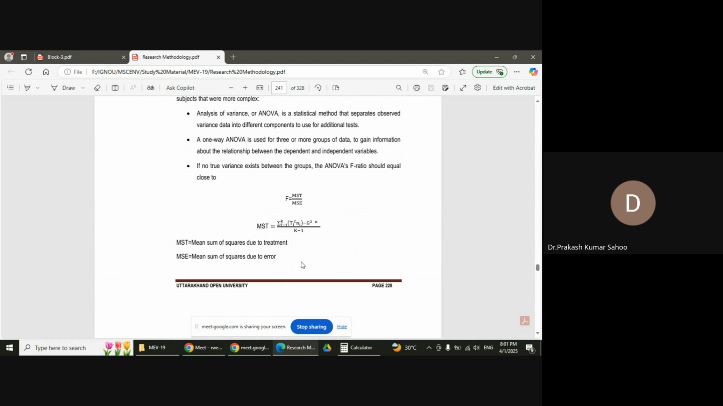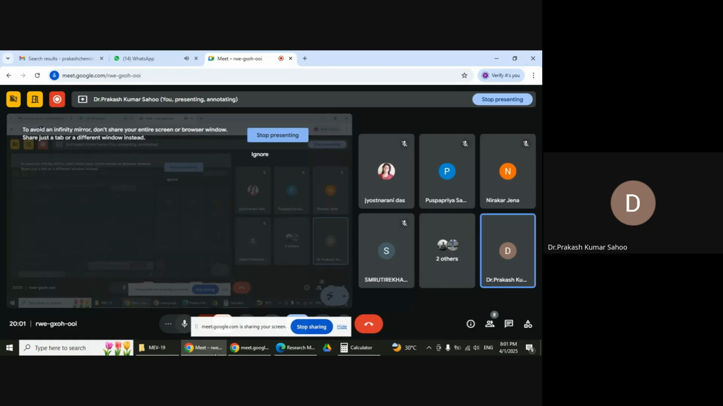This part, that is block 3 of MEV-19, is very vast and very large. It is not possible to cover all of it within 2 hours. So as far as possible, I have described, demonstrated and highlighted the important things that are generally used for project work during data analysis or data interpretation.